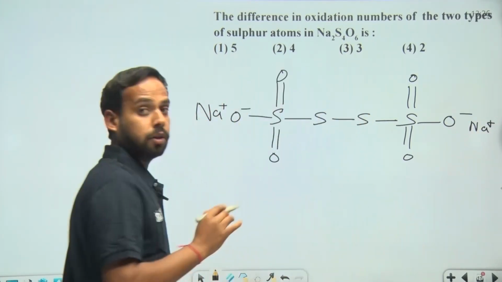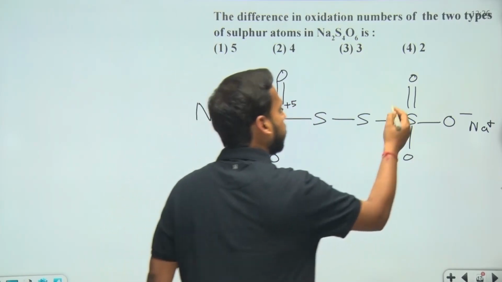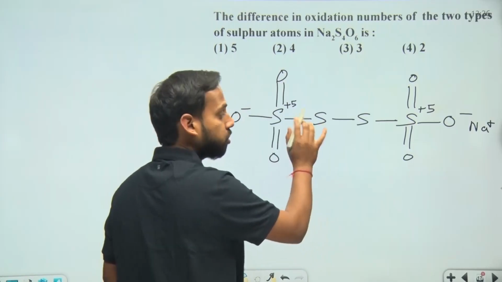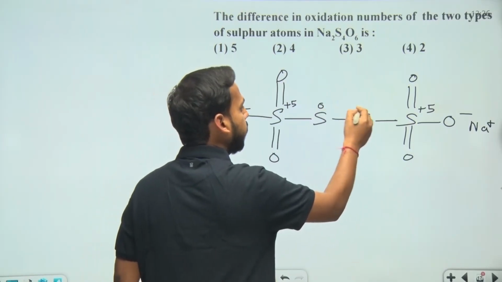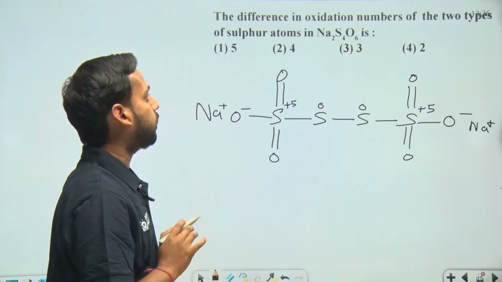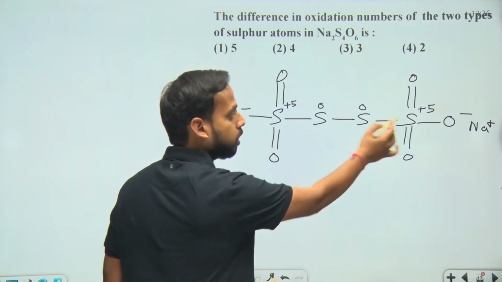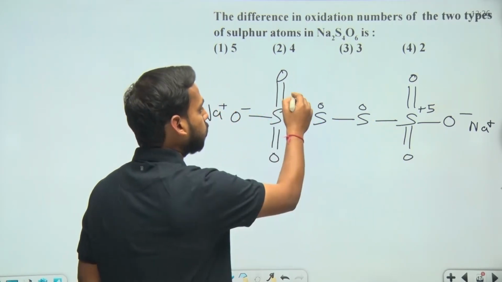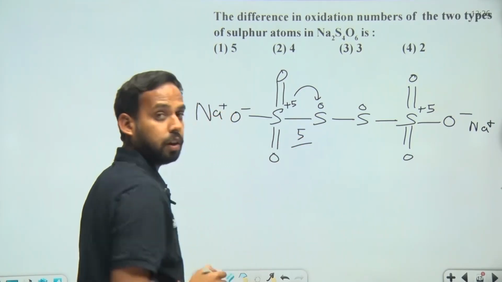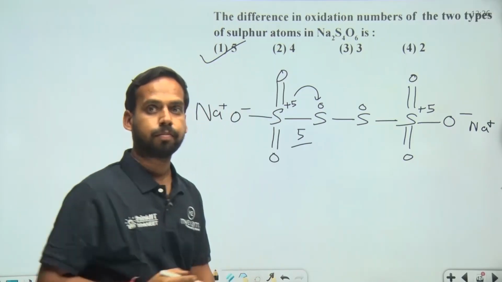So here the oxidation state of sulfur is plus 5, and here it is also plus 5, and the oxidation state of both of these sulfurs is 0 and 0. The question is the difference in the oxidation number of the two types of sulfur atoms in Na2S4O6. So the two different types of sulfur are this sulfur and this sulfur. So the difference here is 5. So the correct answer is option first.